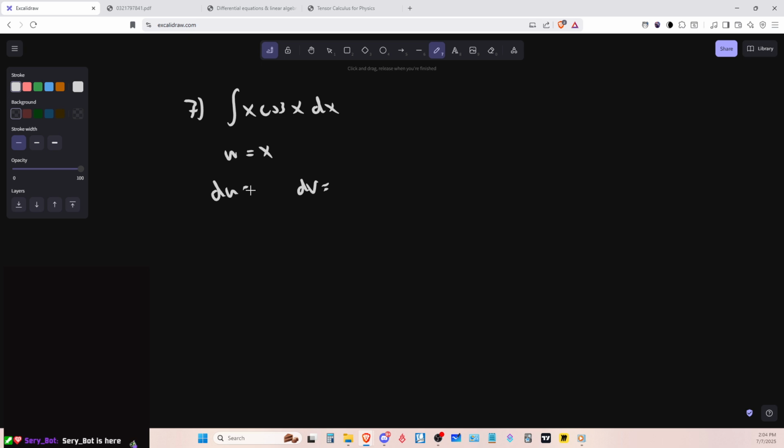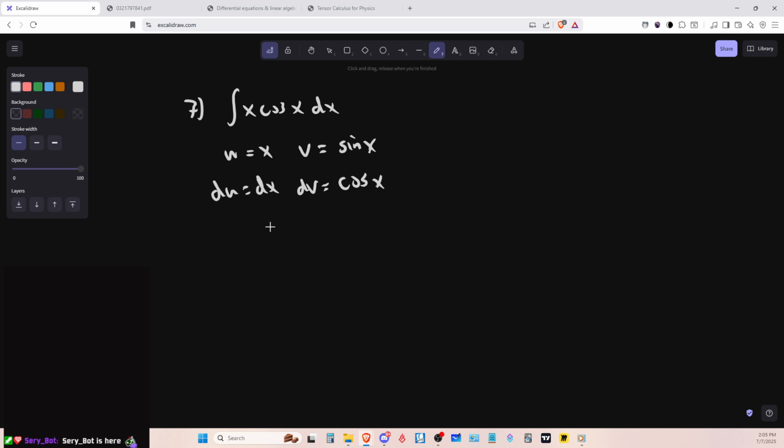I think this one is going to be pretty simple because we can differentiate x, which will give us du as dx. So that's pretty simple. So now we have to have a dv. This is the part that a lot of people sometimes forget, because they think it's just u and v, but it's actually u and dv. So we'll put dv as cosine. That means v is sine, because we know if we differentiate sine, then we're going to get cosine.